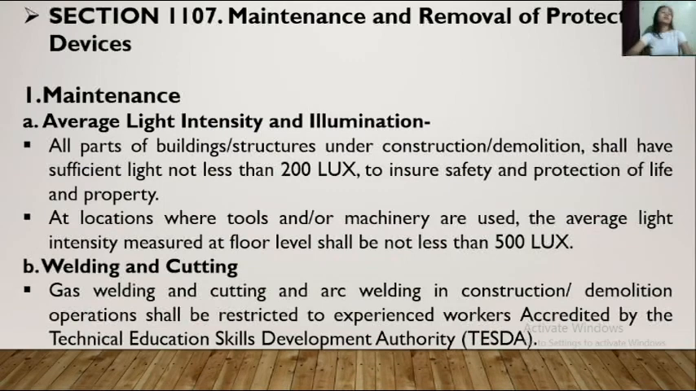Then the next one is section 1107, which is maintenance and removal of protective devices. So we have here the maintenance, and those protective devices shall be properly maintained in place, kept in good order for the entire length of time pedestrians may be endangered. Under here is the average light intensity and illumination. There shall be sufficient light of not less than 200 lux in all parts of the building under construction, and not less than 500 lux in the location where the tools are located.